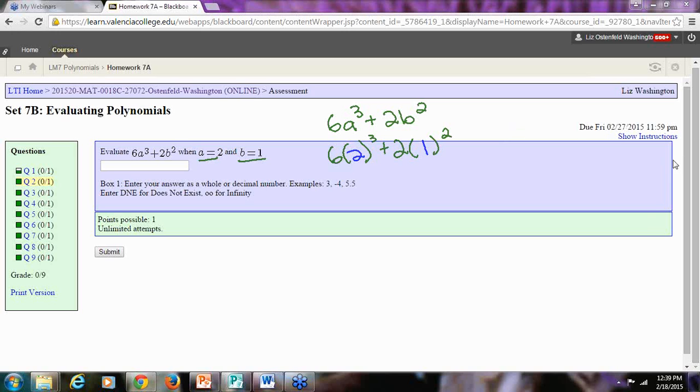And now I'm just going to do my order of operations. I've got 2 cubed, which I know is 8, and 1 squared, which I know is 1. It's going to be 6 times 8 plus 2 times the 1. 6 times 8 is 48, plus 2 is 50. And hopefully I didn't mess up this time. Let's try to type it in.